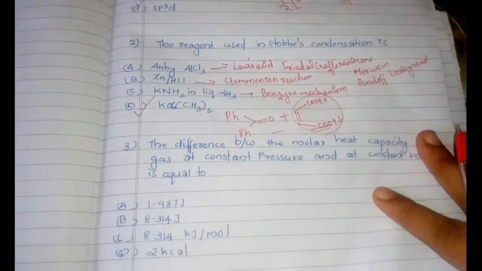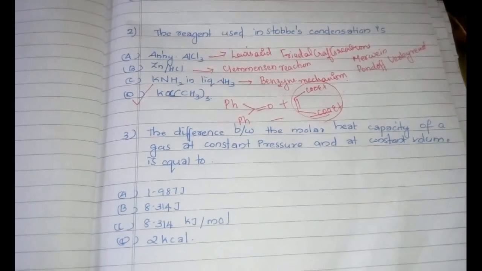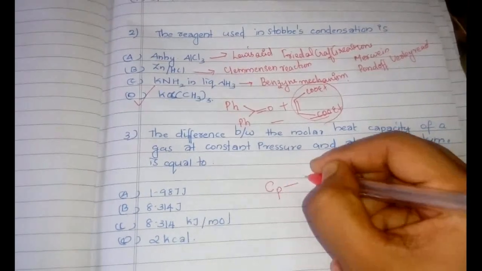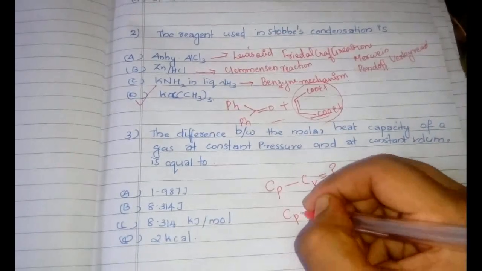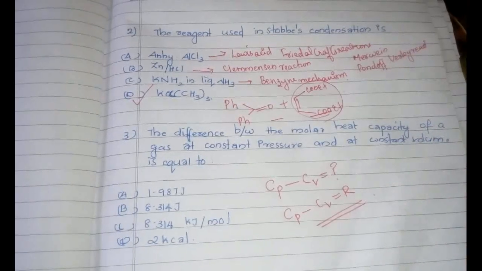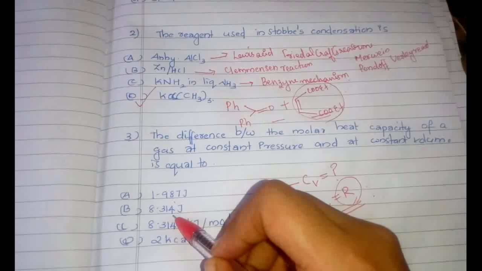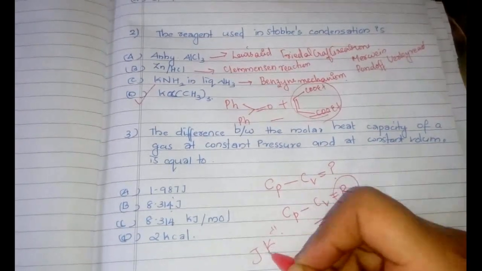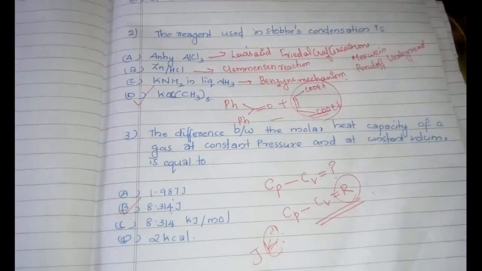Now we will go to the third question. The third question is the difference between the molar heat capacity of a gas at constant pressure and constant volume. What we need to find here is Cp minus Cv. In my previous video on the gaseous state, I have already given that Cp minus Cv is equal to R. What is the value of R? It should be around 8.314, in joules per Kelvin per mole, but here Kelvin and mole are not given. So the closest option would be option B.